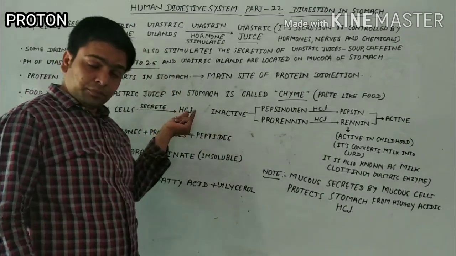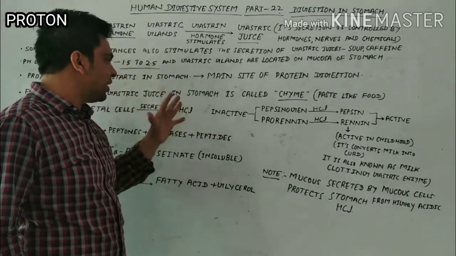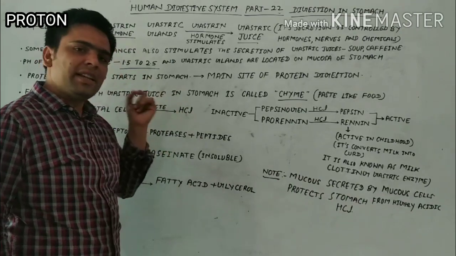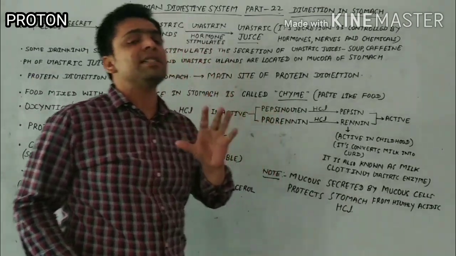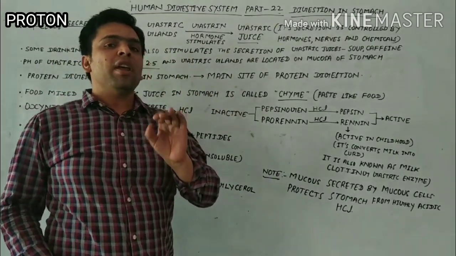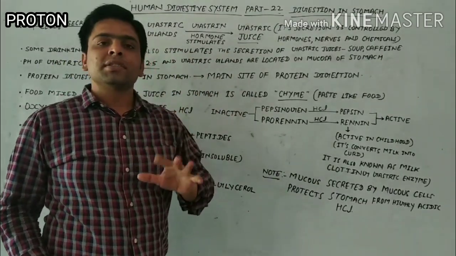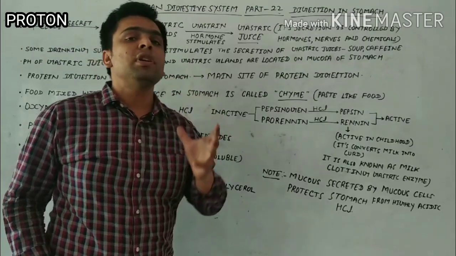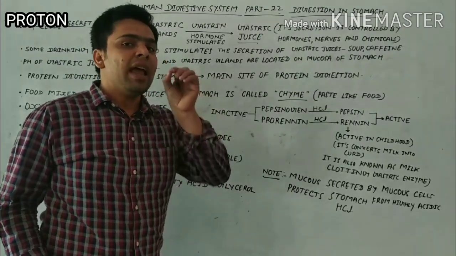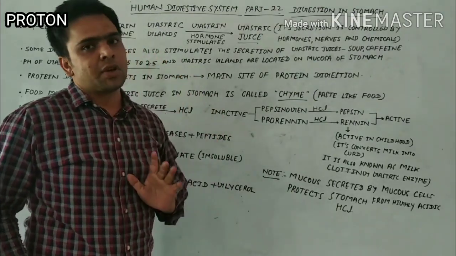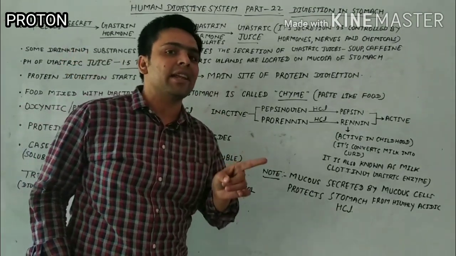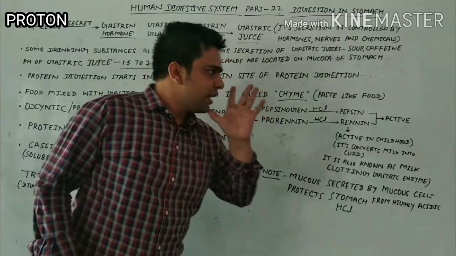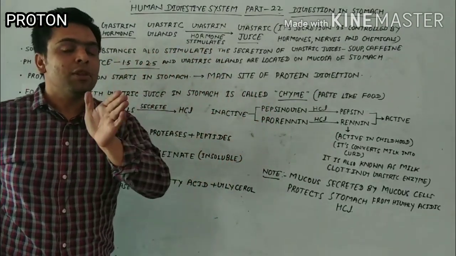So HCl is the most important substance. The first function is that it kills the bacteria. The second function of HCl, students, is that in our stomach when there is no food, there are some inactive enzymes found, but they are not inactive all the time. They are active when food enters the stomach.